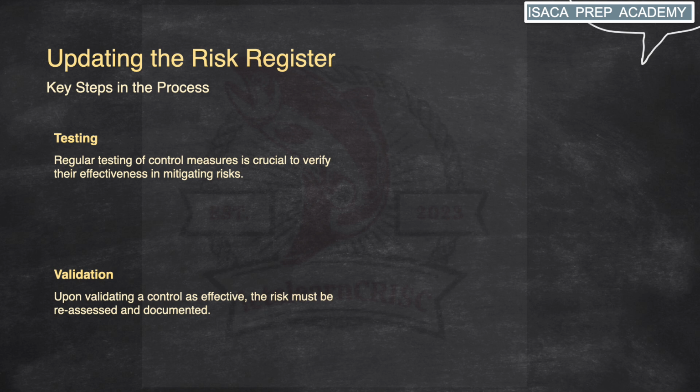Friends, by reassessing and documenting the risk after validating a control as effective, organizations can ensure that their risk management practices remain accurate, up to date, and aligned with their overall risk tolerance and objectives. And this process helps organizations to maintain confidence in their control environment and effectively prioritize their risk mitigation efforts.